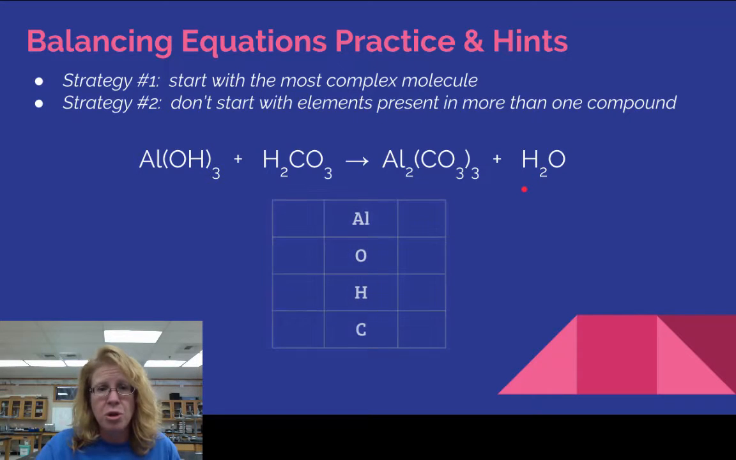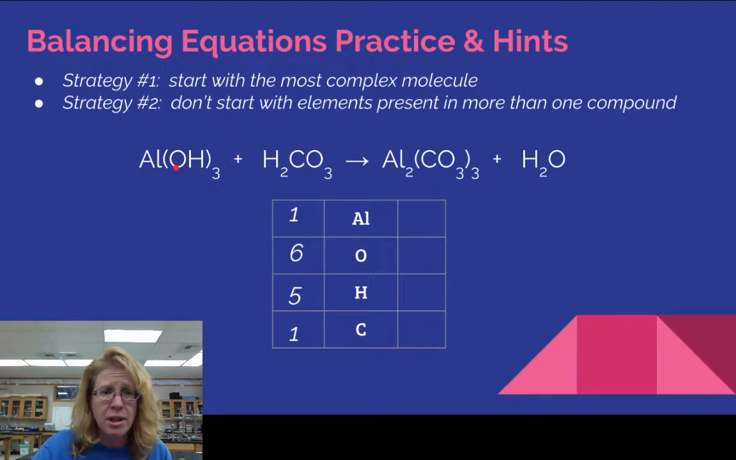So let's start by creating our little accounting waffle here, our little tic-tac-toe. And again, I just listed off the elements from left to right as I saw them in the reaction. It doesn't matter what order you do it in, whatever makes you happy. And then I start doing my counting. What do I have? Okay, I've got 1 aluminum. I've got 3 oxygens here, plus there's another 3 oxygens here. That gives me 6 total oxygens. Hydrogens, I have 3 hydrogens because that multiplies. And then I have 2 more hydrogens here, so that gives me 5 hydrogens.